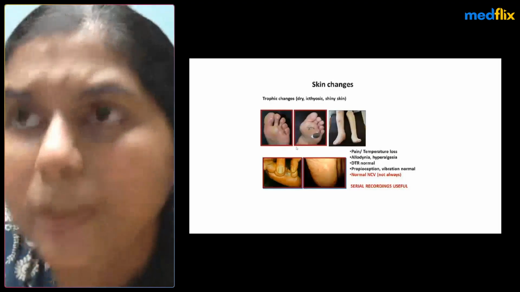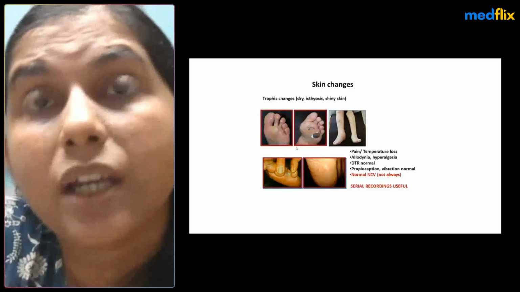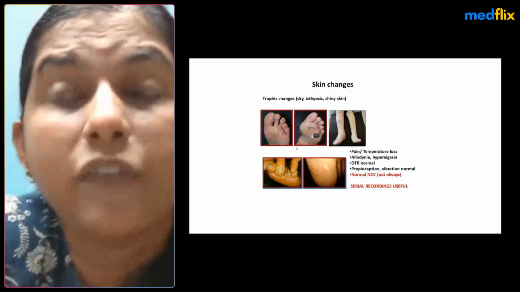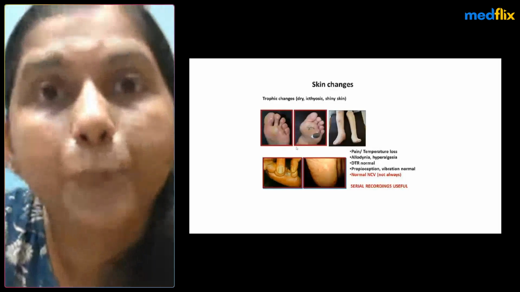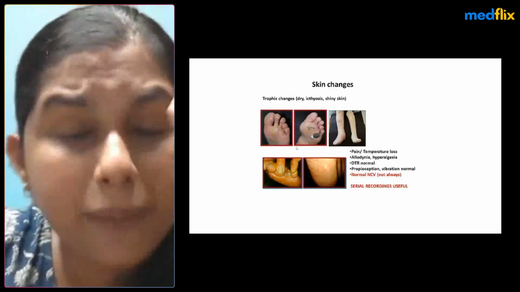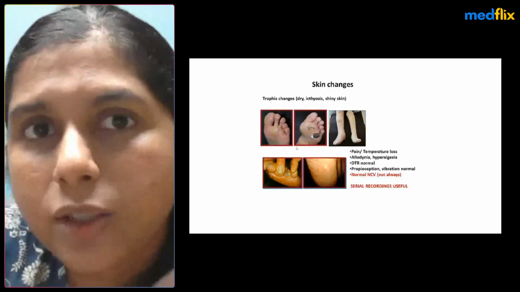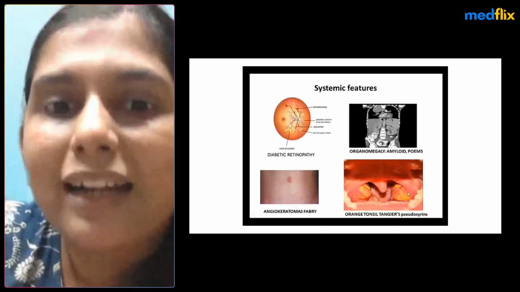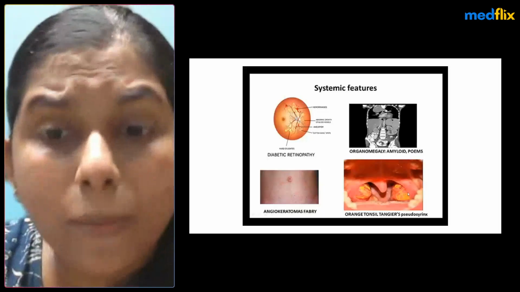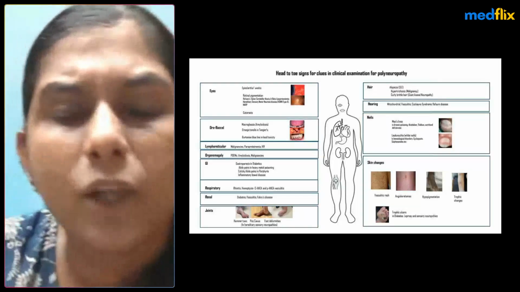Nerve conductions are normal. Even if the patients are non-diabetic, it is worthwhile doing a glucose tolerance test in them, because impaired glucose tolerance is also associated with these small fiber neuropathies. And to prove them, what we do is we do a skin biopsy and look for intraepidermal nerve fiber thickening, the nerve fiber layer, and that is what gives us a clue towards small fiber neuropathy. And then again, systemic features, what we will examine is diabetic retinopathy, angiokeratoma, organomegaly, orange tonsils, again reiterating what I've already told before.